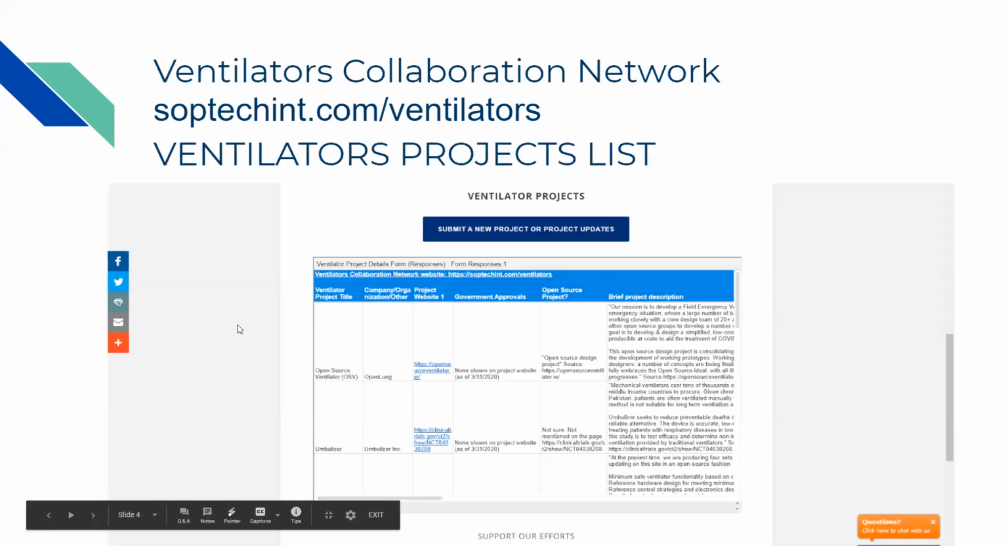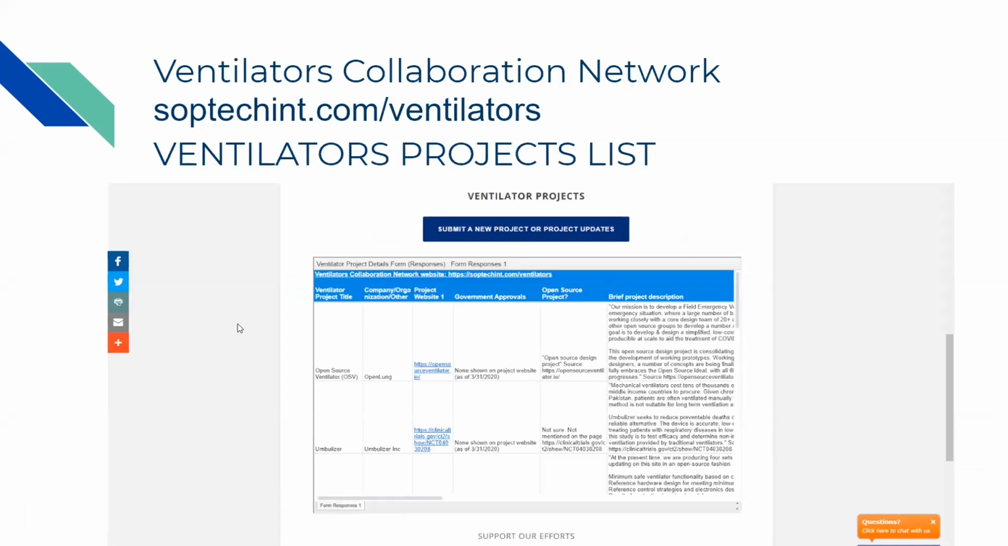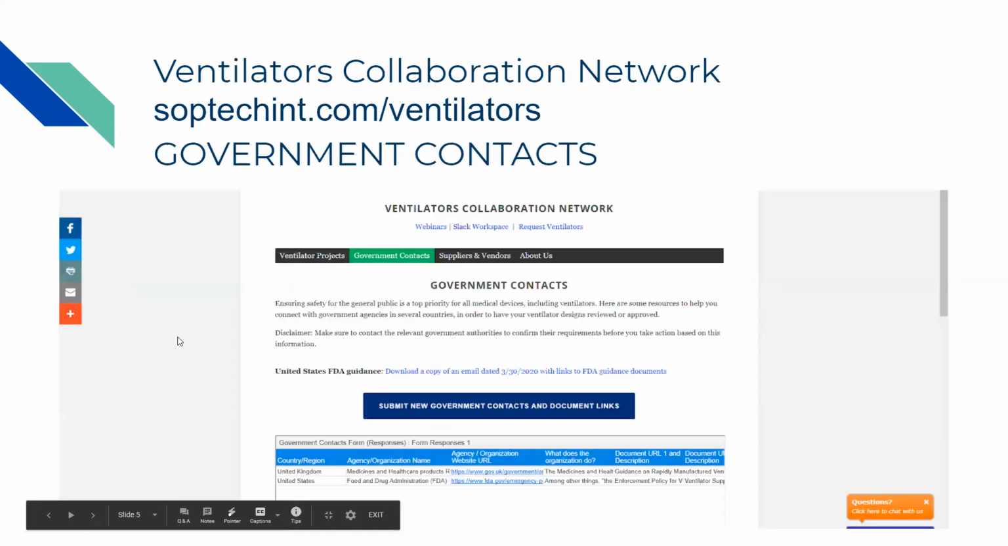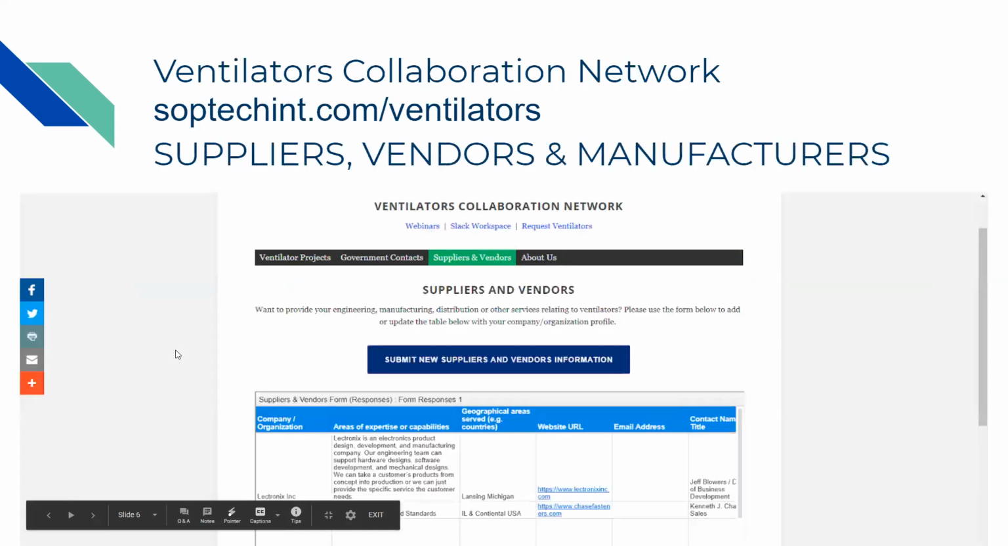So for example, if you look at the Ventilators projects page, when you go to this link up here, soptechint.com/ventilators, anyone can submit a new project. Once you click that, you fill out a Google form, and the form information that you submit will automatically populate a table below. So currently, I think about 20 projects are listed there. There are many more around the world, but that's just 20 people that decided to submit their own project information.